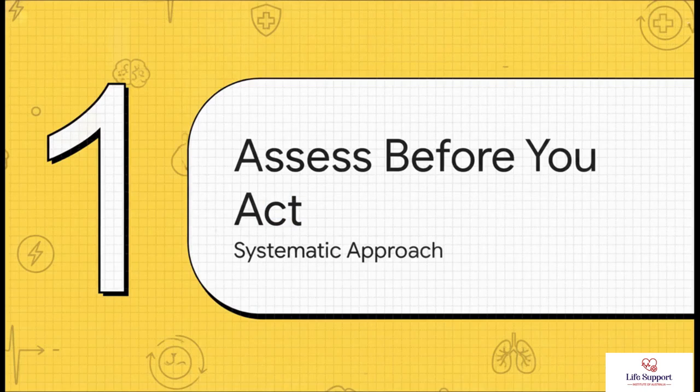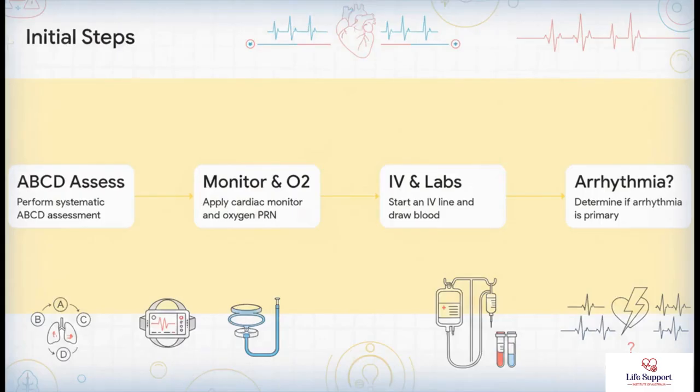Section 1. Assess before you act. So before we can confidently answer that big stability question, all these universal algorithms require us to start with a standard systematic approach. You know the drill. Start with your ABCD assessment, get them on a cardiac monitor, give oxygen if they need it, and establish IV access to draw some labs. But here's the thing. The most critical initial hurdle you're going to face is step 4, figuring out if the clinical picture you're looking at is actually being driven by a primary arrhythmia.